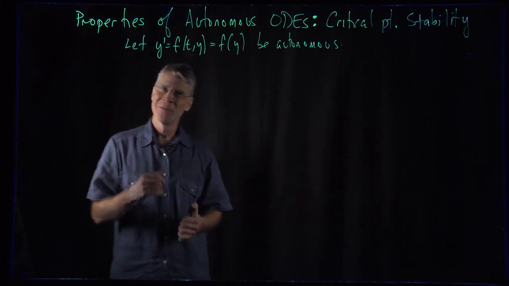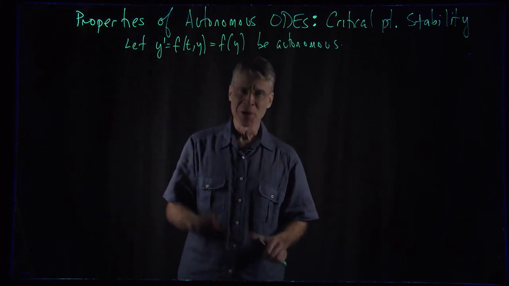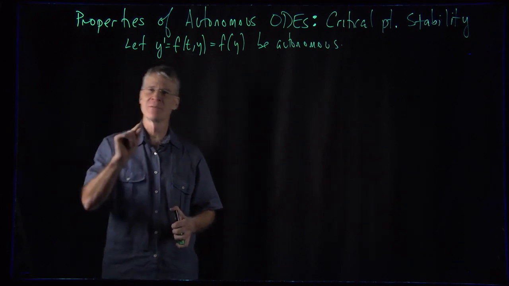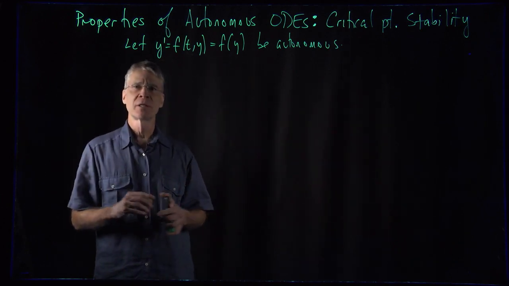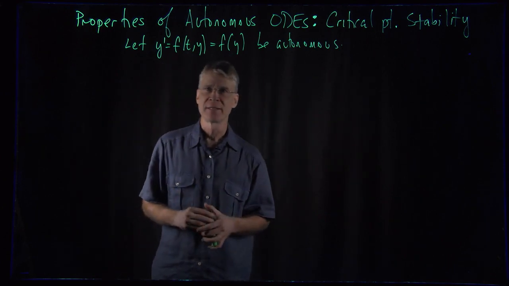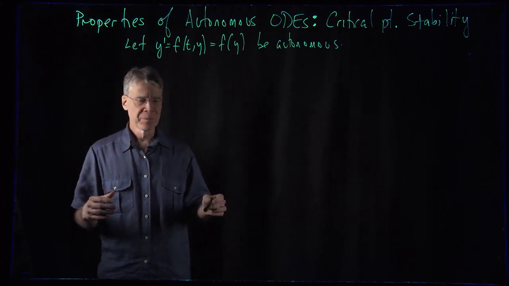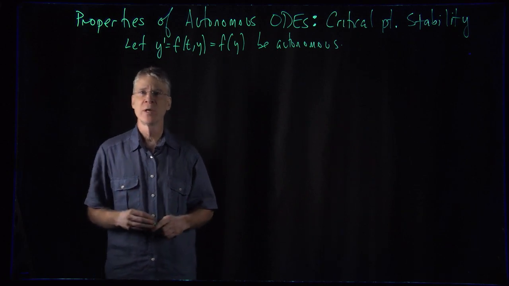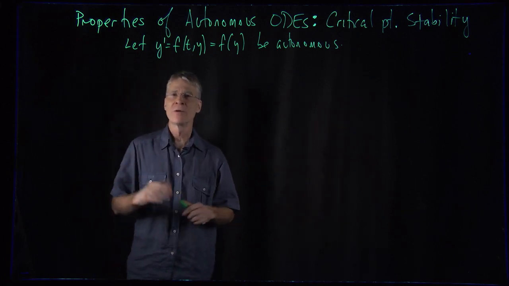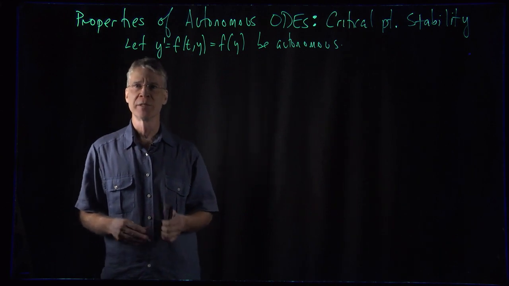Greetings all. Welcome back. We're talking about autonomous differential equations, autonomous first order differential equations. And last video, we talked about this schematic called a phase line, a way to sort of say something about the behavior of solutions to a differential equation, especially long-term behavior, without actually solving the differential equation.